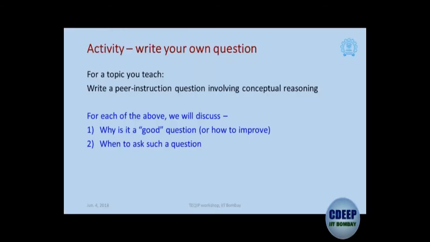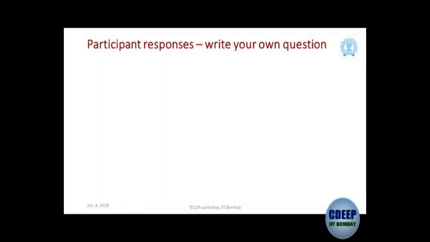So, for your own topic, take a few minutes. Write a question that involves this sort of conceptual reasoning. What would happen if something changed? Right, and let's share a few, and then we'll look at one more different type of question. You can work with a partner or on your own. It's up to you. Anybody wants to share your question?